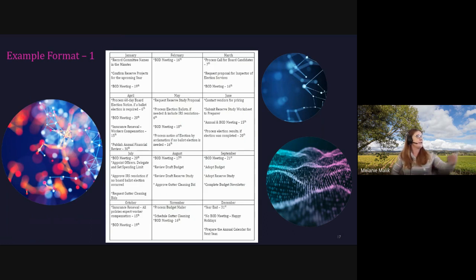For example, in July, after our annual meeting, we're appointing our officers. We're appointing the delegate of the board, the person who's going to be giving us direction between meetings. And for associations that are comfortable with it, setting a spending limit so that delegate can provide direction between meetings to management that might incur a financial cost.